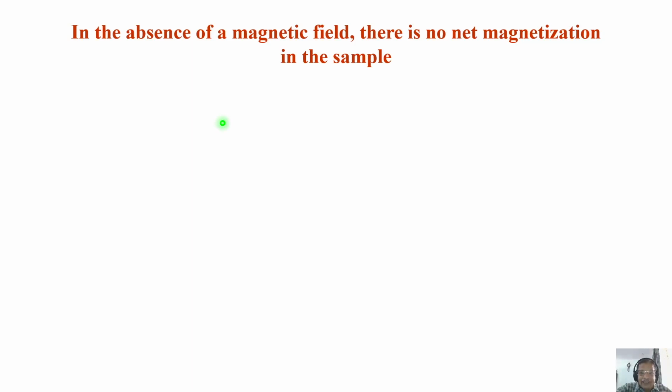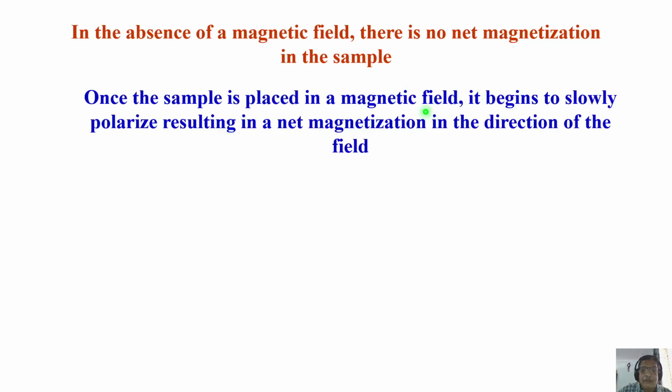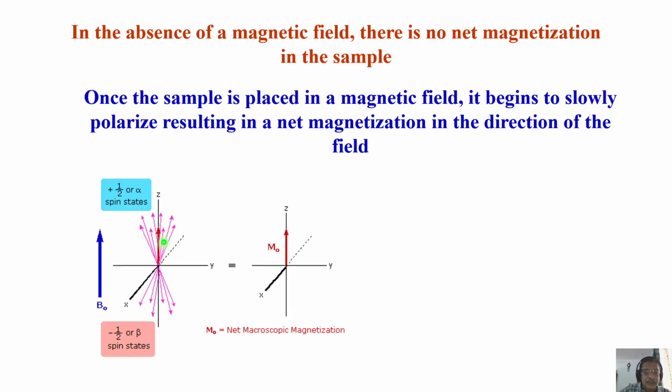Now I am going to take the sample and put it in a magnetic field. What is going to happen? As you know, once it is placed in a magnetic field, it begins to align slowly. It has to align in the direction of the magnetic field, or in other words, we call it polarization in the direction of the magnetic field. And we generate a net magnetic moment, net magnetization, which we discussed as bulk magnetization. This is the situation.